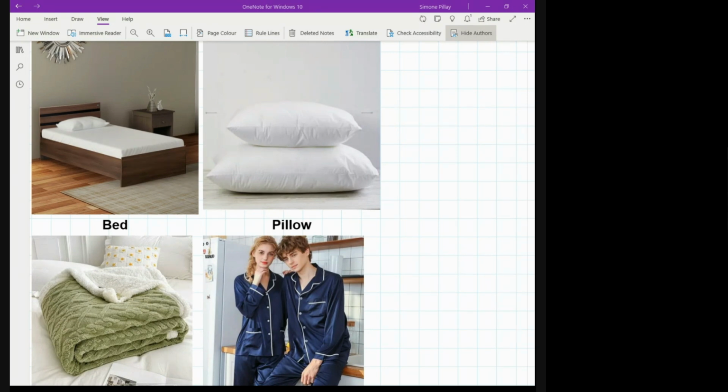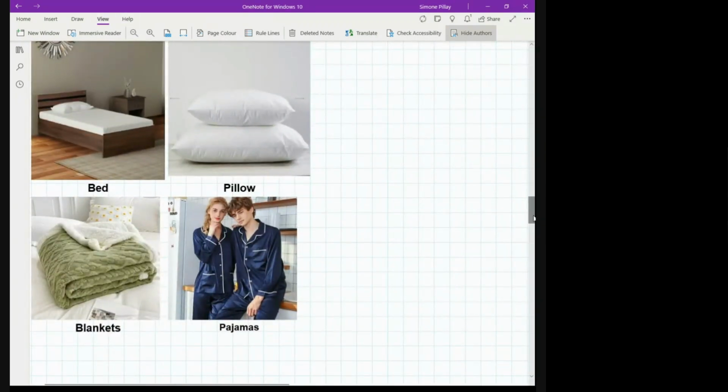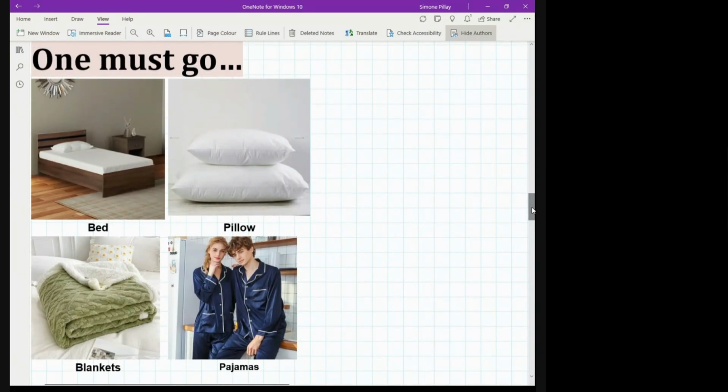But moving on. I know this is also going to be a short brain break. We're going to take like 5 minutes. So I'm going to do one hand per thingy, my bobby. Shady, your word. Every time I say thingy, my bobby, I think of Shady now. Okay, so one must go. Bed, pillow, blankets, pajamas. Rory, what do you think?